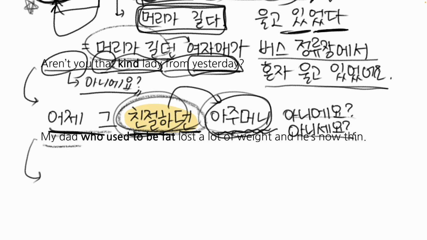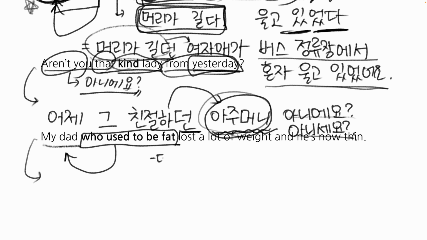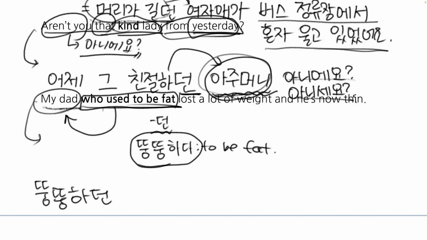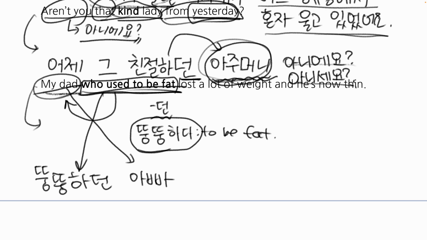And the third one, my dad who used to be fat. Here we can use the past tense form of adjective by using 던. And fat is 뚱뚱하다. 뚱뚱하다 means to be fat. So 아빠 is the modified noun, so we're gonna use the modifier first. Who used to be fat? 뚱뚱하던, who used to be fat. My dad comes next. 아빠. 뚱뚱하던 아빠가. My dad, who used to be fat.